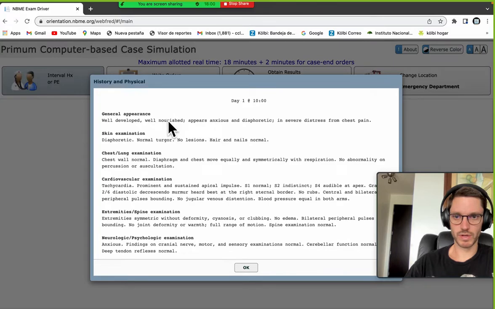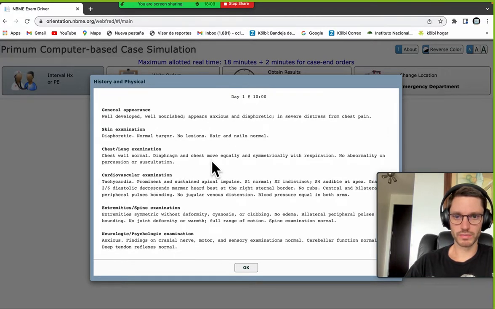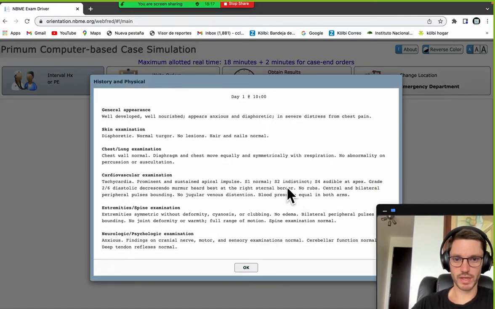Well developed, well nourished, appears anxious and diaphoretic, in severe distress from chest pain, diaphoretic, chest wall normal, diaphragm symmetric, tachycardia, prominent and sustained apical impulse, S1 normal, S2 indistinct, S4 audible at apex. This is pathologic, an S4 in general. If you can hear it at the apex, we will see what's happening there.